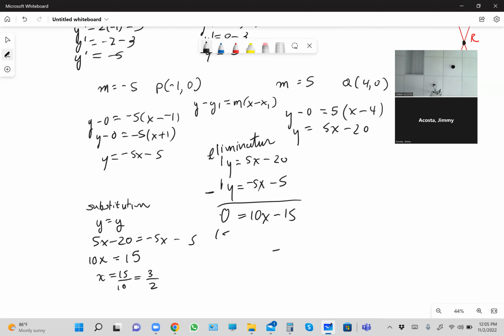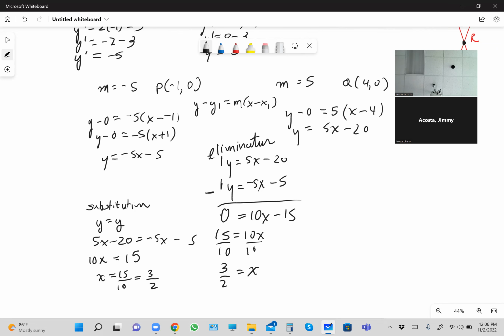And so when you move it over, you get 15 over... oops. It doesn't go back now. I don't know why. That's a bug. So that's 3 over 2 equals x.